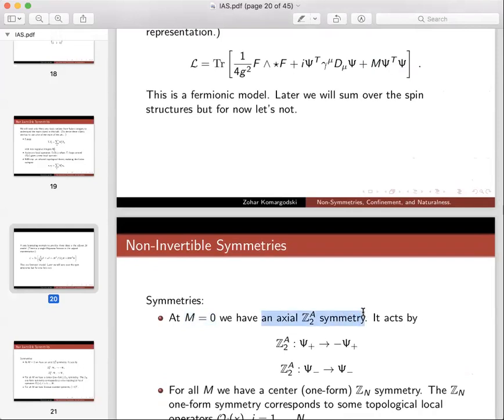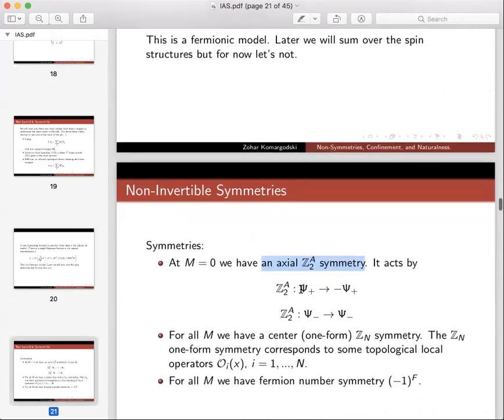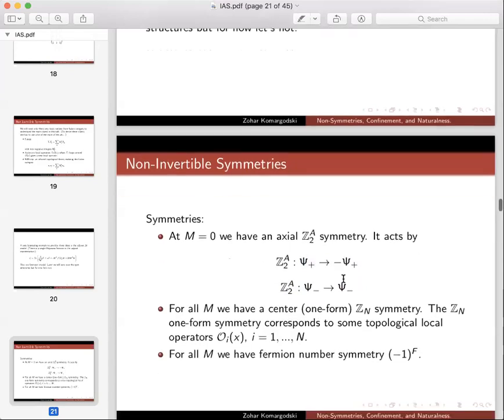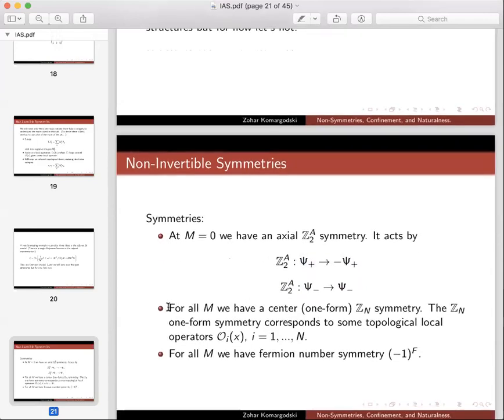In this model, because the fermion is real, it's only a Z2. So all you can do is to flip the sign of psi plus and leave psi minus intact. That's an axial Z2 symmetry that appears only at the massless point. And you can think about it as left moving fermion number. Another symmetry that, by contrast to this one, exists for all mass is just the center symmetry.